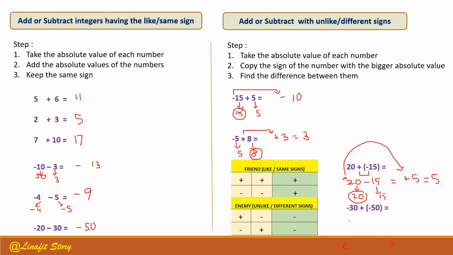Next, negative 30 plus negative 50. You meet your enemy. Why? Because different sign. The result is negative 50. Negative 30 minus 50. You have negative 30 and you have another negative 50. So the answer is negative 80.